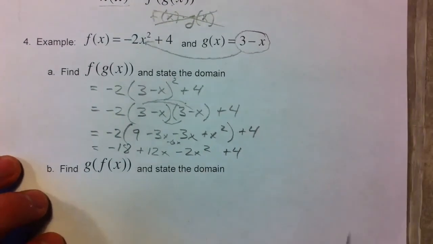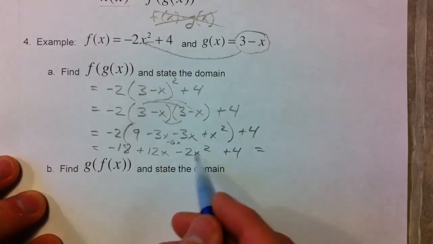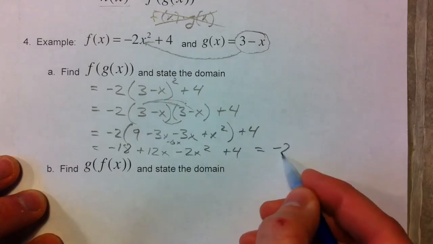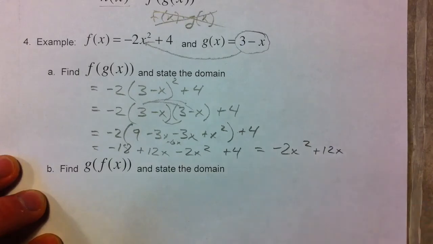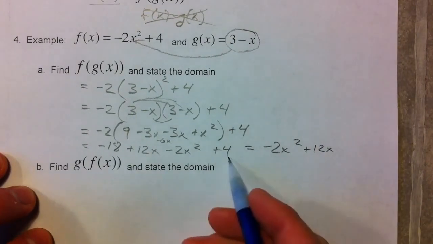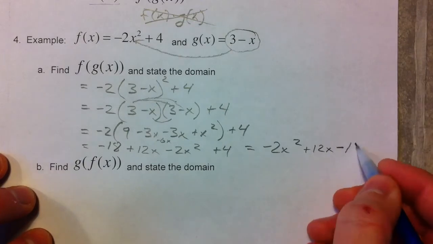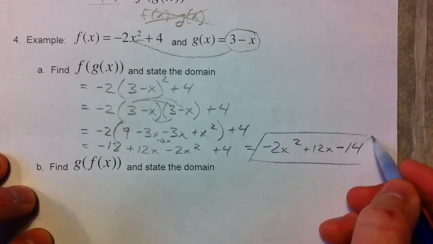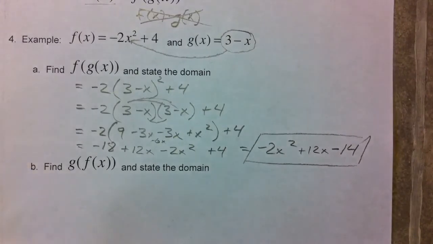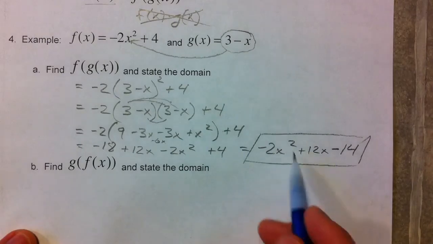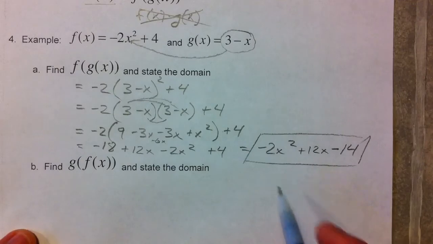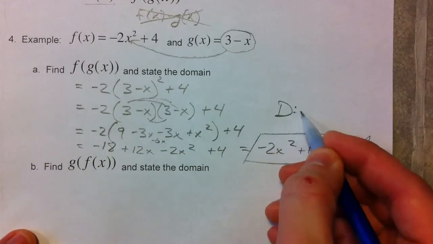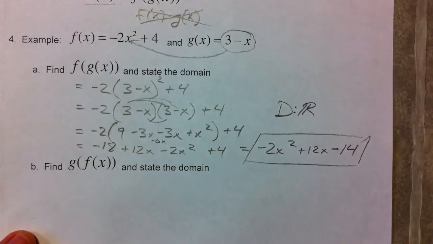And so for our final answer, let's just rearrange this in standard form. We put the x squared part first, and so negative 2x squared, we have a plus 12x, and we have a negative 18 and a positive 4, so that makes a negative 14. And so this is our final function. It's as if you did g of x first and then f of x, but this is just combining it into one. So we have x squared, so that's a quadratic function. And so again, there's no restriction on what our x's can be. And so our domain is all real numbers.